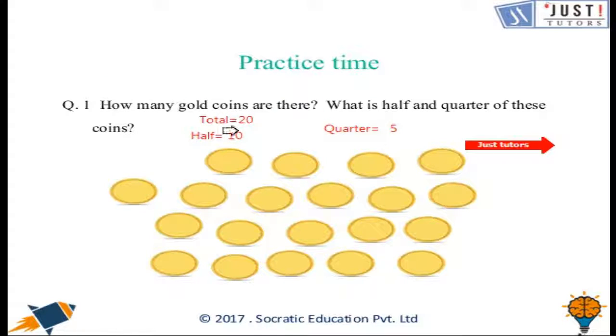Let's check the answers. We have a total of 20 gold coins over here. Half of them would be 10, and half of 10, which means the quarter of 20, will be 5 coins. Pat your back for your good efforts and congratulations if you have got all correct.